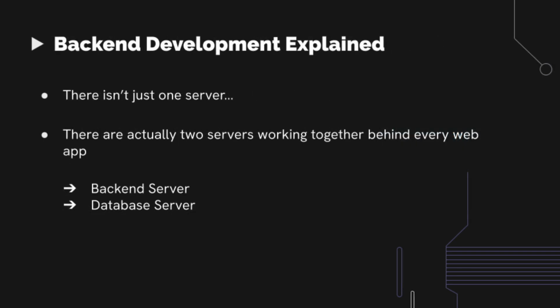In backend development, you might think there is just one server or machine, but in reality, two different servers are working together behind every web application. First is the backend server, and the second one is the database server. These servers have very different roles, and they can be hosted separately on any online infrastructure, such as cloud services, or you need to create your own physical infrastructure to host them.